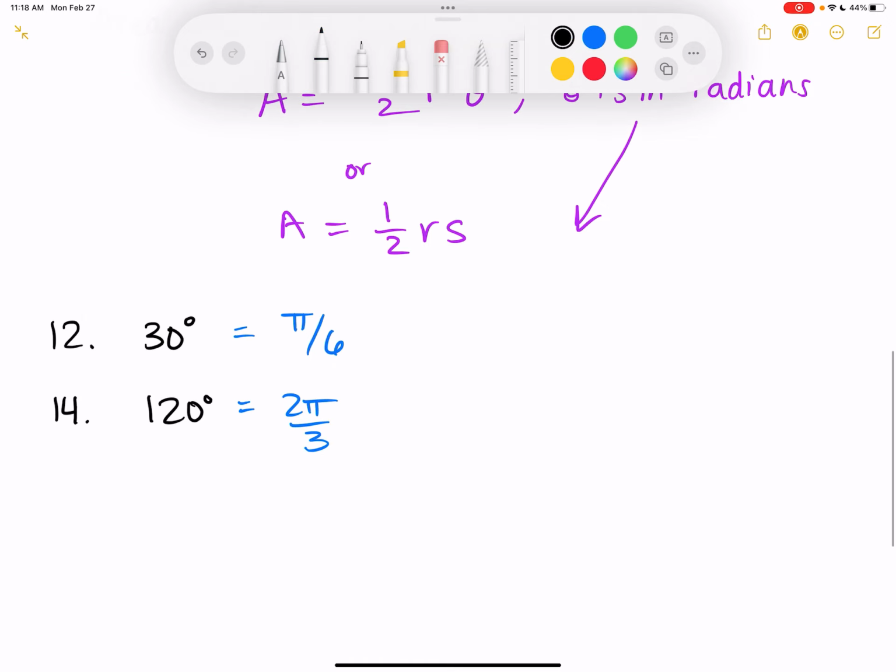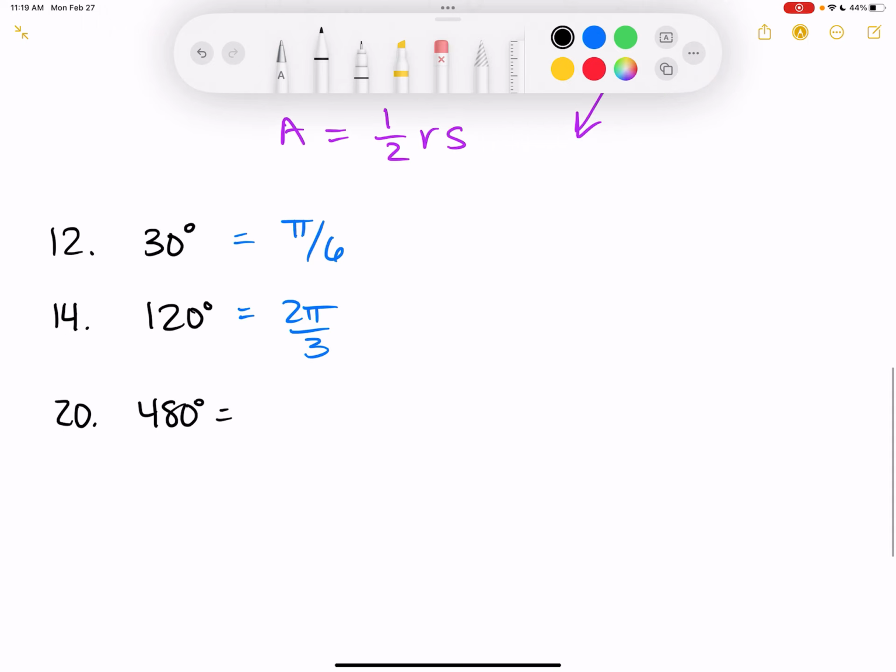And then if we get to something like number 20, where it's 480 degrees, we could potentially go all the way around and count it out and figure it out, but let's just hypothetically say that you didn't know how to count it out or you didn't feel like counting it out. Let's actually do the conversion on this one. So 480 degrees times pi over 180.